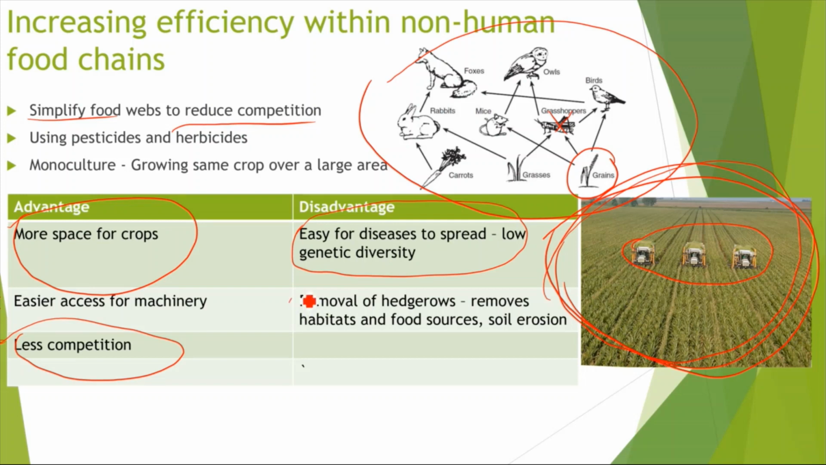And finally, because we have removed hedgerows, so usually there would be hedgerows separating these, but because we remove these hedgerows, it removes habitats. So there were habitats living in the hedgerows, but now because the hedgerows have been removed, it removes habitats, and that would further decrease genetic diversity, and also we remove food sources by removing hedgerows, and this can also cause soil erosion.